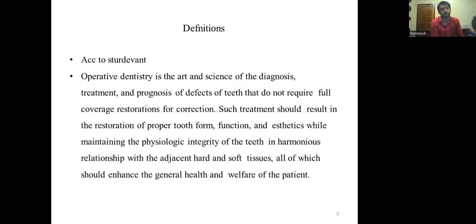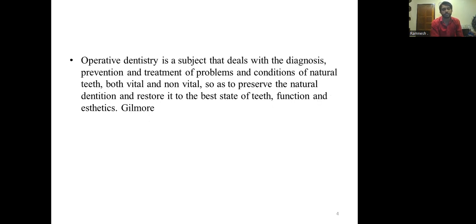Definition: according to Stedman, operative dentistry is the art and science of diagnosis, treatment and prognosis of the defects of teeth that do not require full coverage restoration for correction. Such treatment should result in the restoration of the proper tooth form, function and aesthetics while maintaining the physiologic integrity of the teeth in harmonious relationship with adjacent hard and soft tissues, all of which should enhance the general health and welfare of the patient.